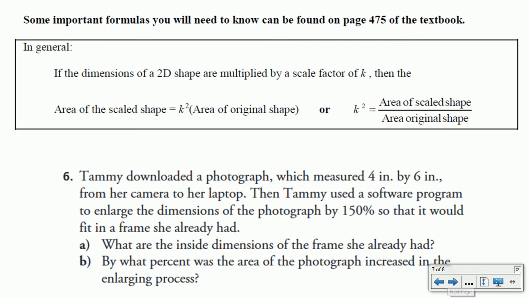So here's some important formulas you'll need to know that can be found on page 475 of your textbook. I'll get you to do this question.